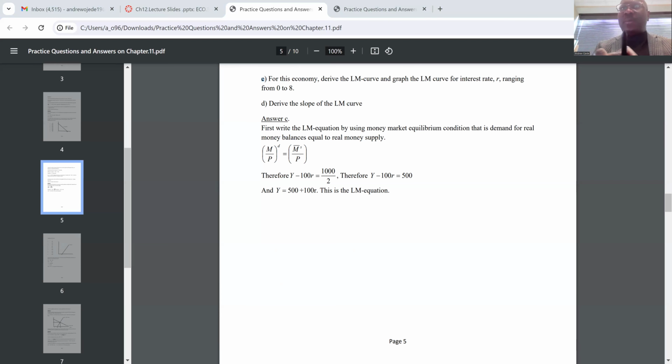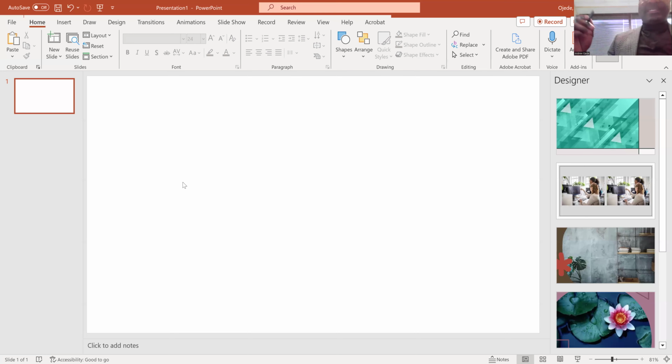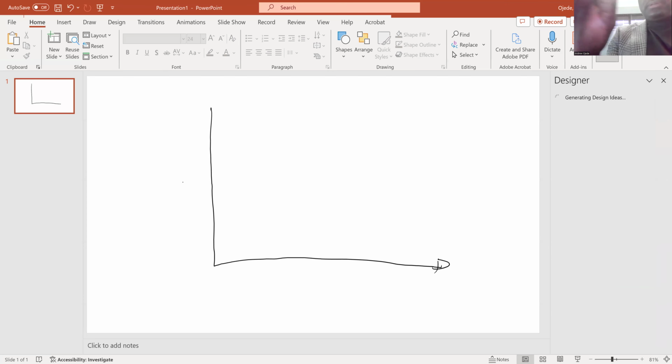So I'm gonna open up a small empty slide here to try to show you how you would solve for that short-run equilibrium. Just as our graph depicts, the way we derive things here. So if this is my graph, I'm going to draw here. We always put the real interest rate on this axis, and then real GDP on this axis.